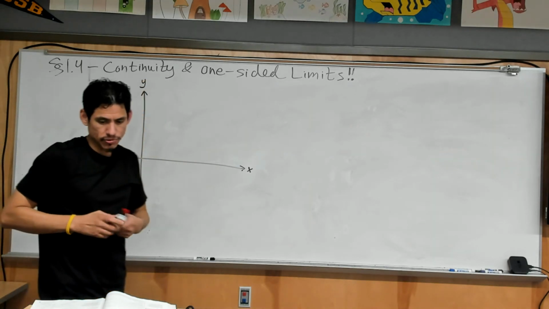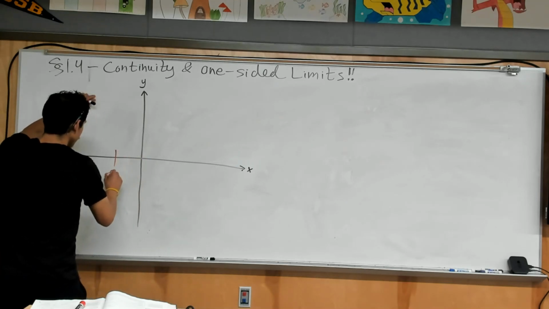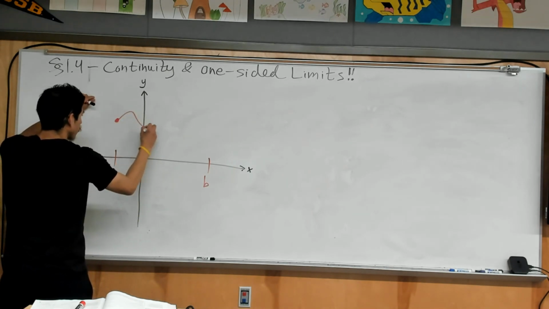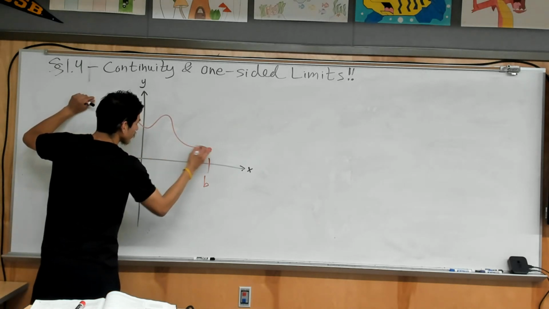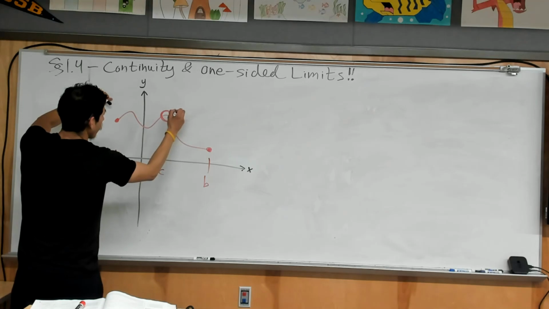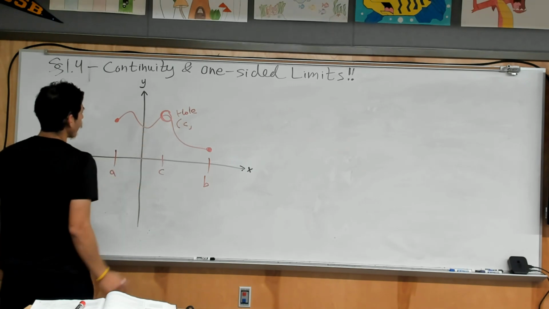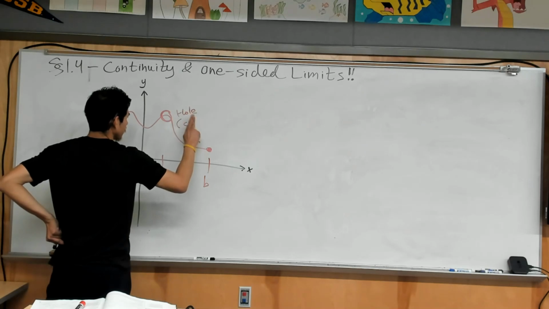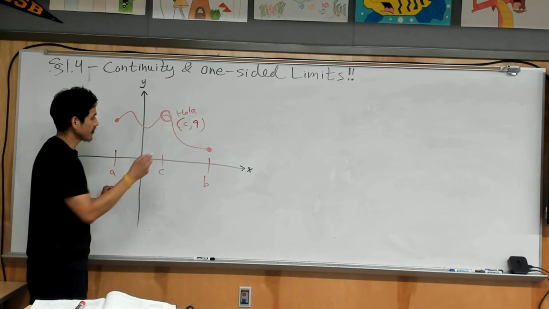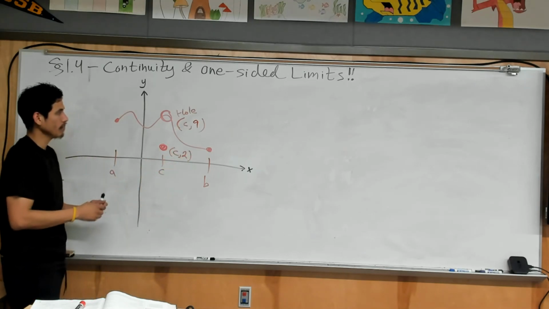So let's see what we'll do. Cool. What's it be over here again? A, B. And what we're going to do is start over here. We're going to go. And then C, you have a hole. And let's say this is C comma 10. Or this is C comma 9. Is this point right there. But you have another value here. C comma 2. You see?